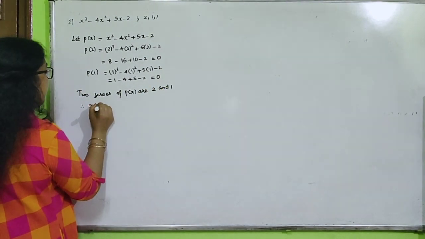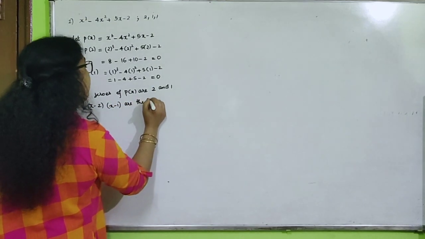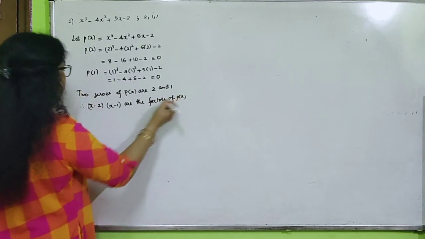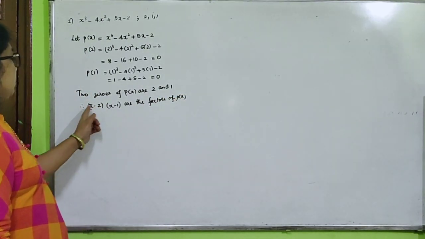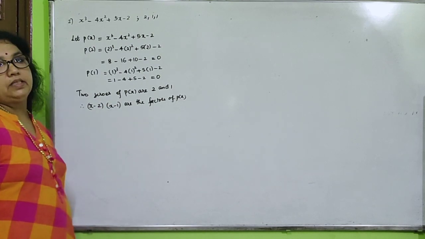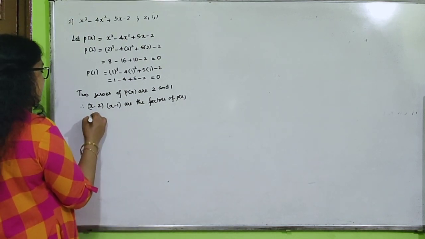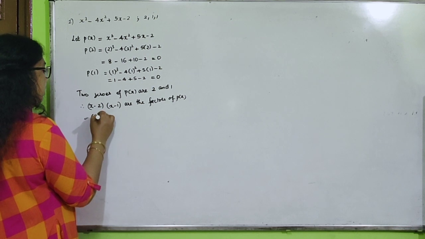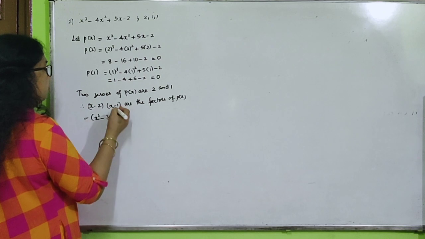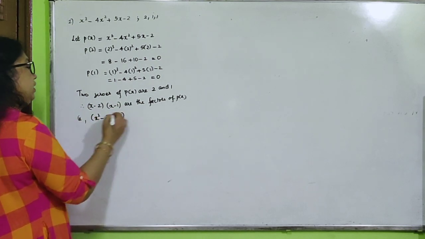Therefore, x minus 2 and x minus 1 are the factors of P of x. So their product. This is the x plus a into x plus b formula: x square plus a plus b into x plus ab. So using that, x square minus 2 plus minus 1, minus 3, minus 3x, minus 2 into minus 1 plus 2. So x square minus 3x plus 2 is a factor.